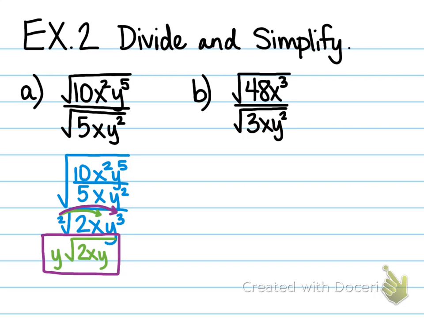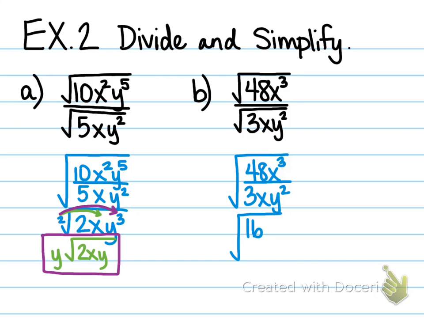Okay, so now we have another one, the square root of 48x cubed over the square root of 3xy squared. So we're going to start by dividing, or you can rewrite them on top of each other inside. And we want to divide these out. So let's start with the numbers. 48 divided by 3 is 16. I have an x cubed over x, which will be x squared. There are no y's on the top, so I can't divide them with any y's that are on the bottom. So that y squared is going to have to stay on the bottom.